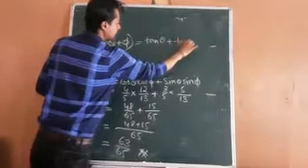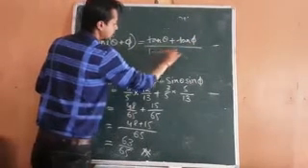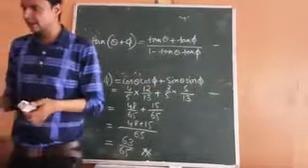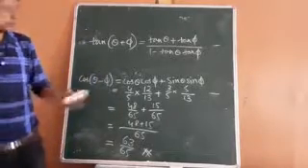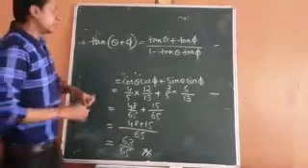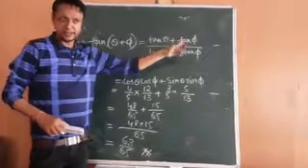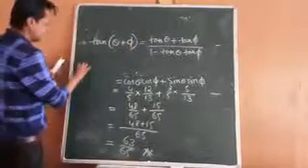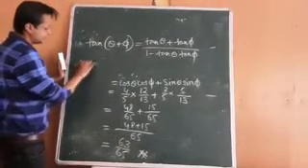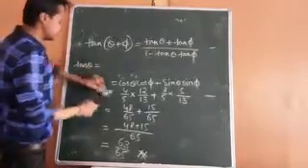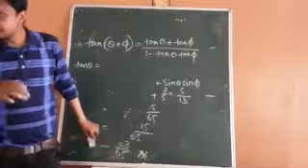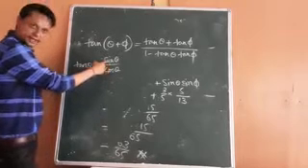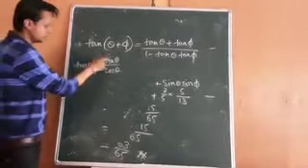Tan A plus tan B by 1 minus tan A tan B. But is there any value of tan theta and tan phi given? Not mentioned in the book. So what will you do now? You have to find the values of tan theta and tan phi and then substitute them and solve, and you will get the answer. But there is no value of tan theta, so you have to write it separately. What is the formula of tan theta? Sin theta by cos theta. We already know the values of sin theta and cos theta, so place the values.